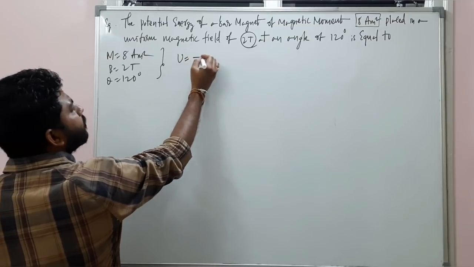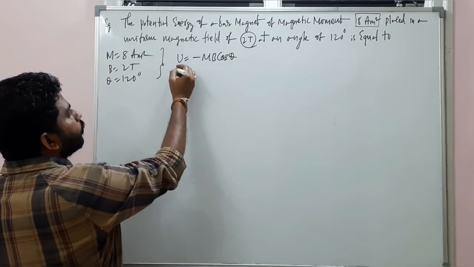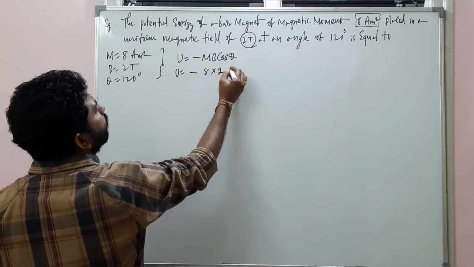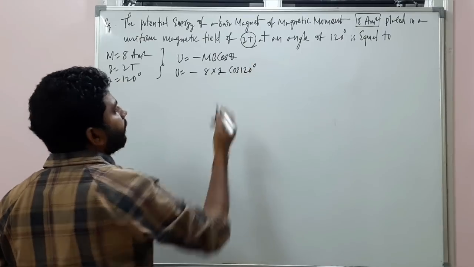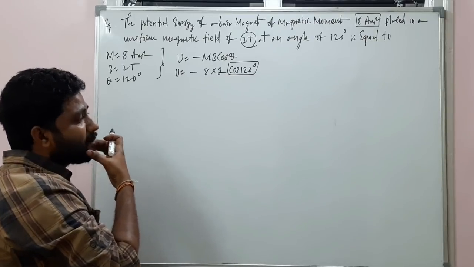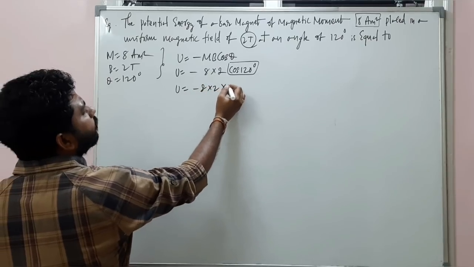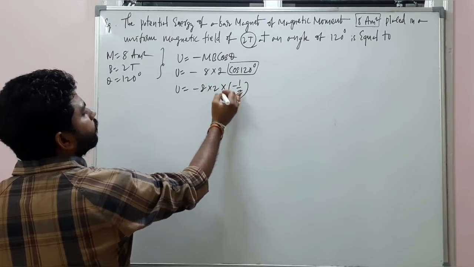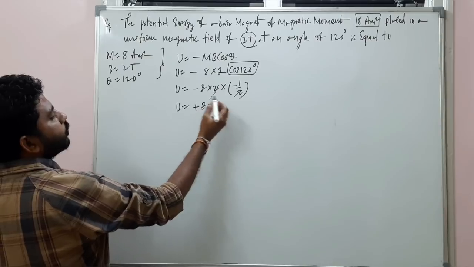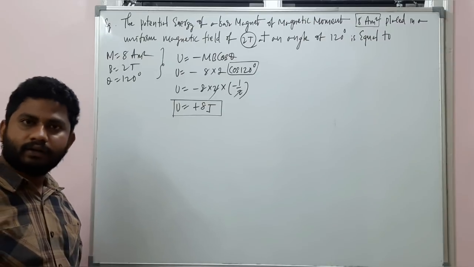Potential energy is equal to minus MB cos theta. It's a direct formula. U is equal to minus, M is 8, into B is 2, into cos 120 degrees. What is cos 120 degrees? Cos 120 degrees will be minus 1 by 2. So U is equal to minus 8 into 2 into minus 1 by 2. The 2 gets cancelled. Minus 8 into minus 1 is plus 8 joules. So that is the potential energy in this case.